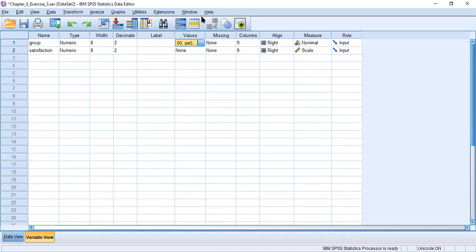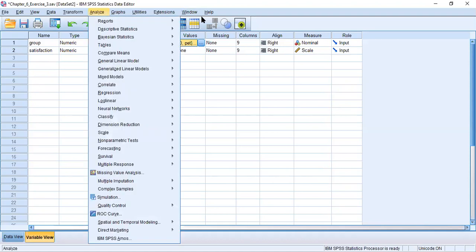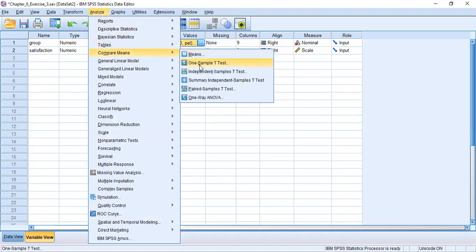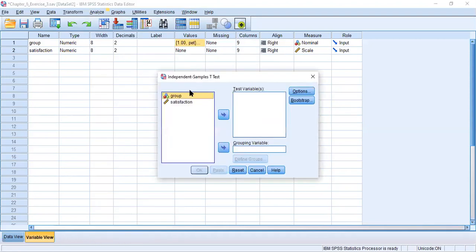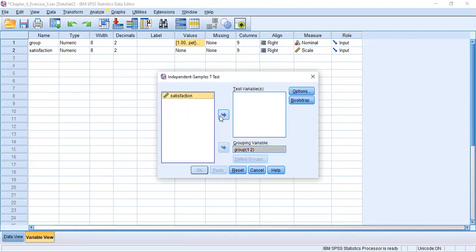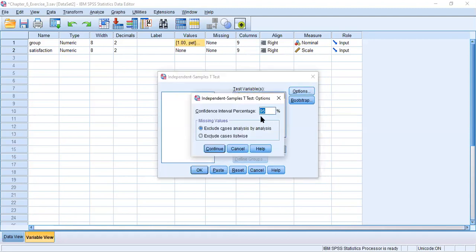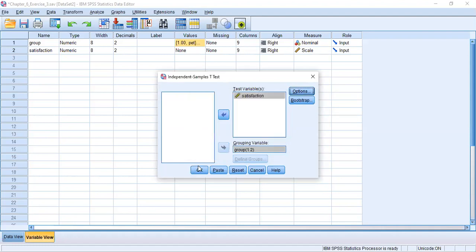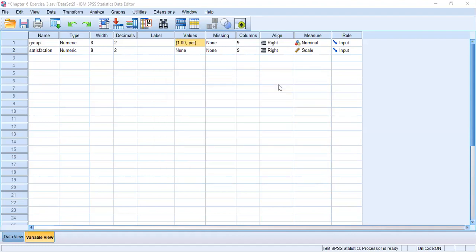Now coming to the analysis part, click on Analyze, Compare Means, and then move straight to Independent Samples T Test. There we make a grouping variable, defining group as 1 and 2. 1 we know is people having pets, 2 means people not having pets. We continue. Satisfaction is the test variable. In Options, I'm just clicking to show you that the confidence interval percentage is 95, meaning a significance of 0.05. Continue, I'll simply click OK, and we are now getting the answer in the output file.